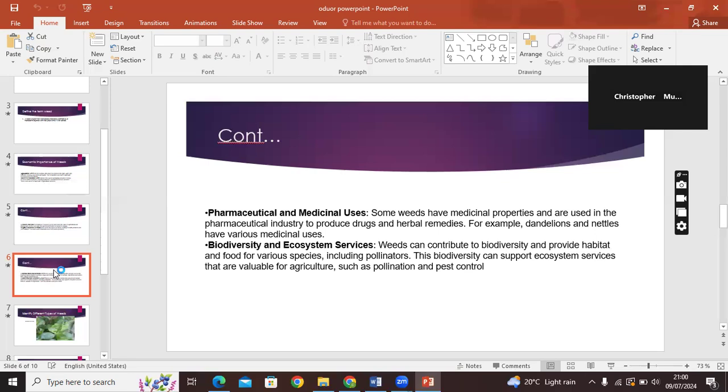Now, remember our learning outcome number 3 was to identify some different types of what? Of weeds.